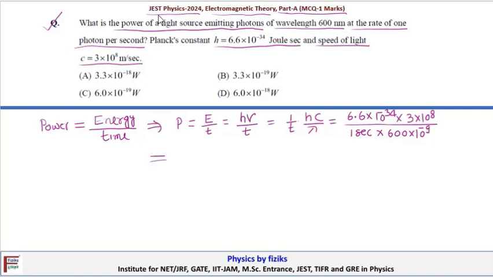And if we solve it, this value is 3.3 into 10 to power minus 19 joule per second, or this much watt. So option B is correct.